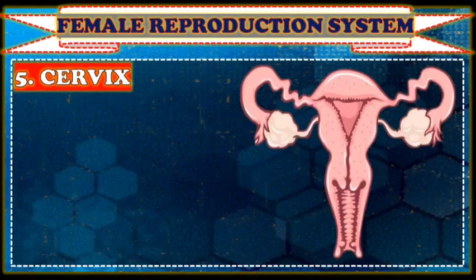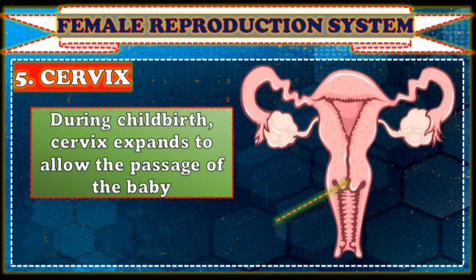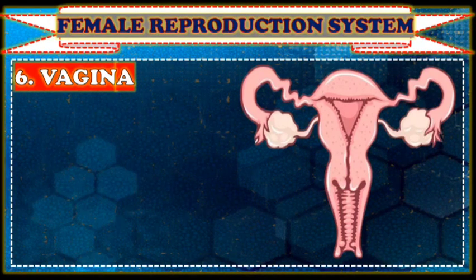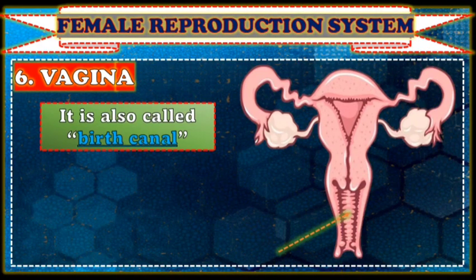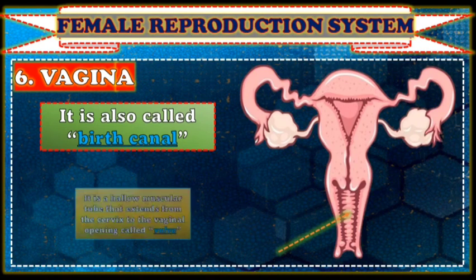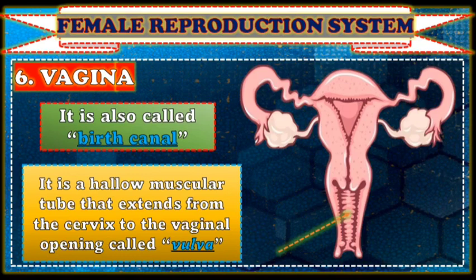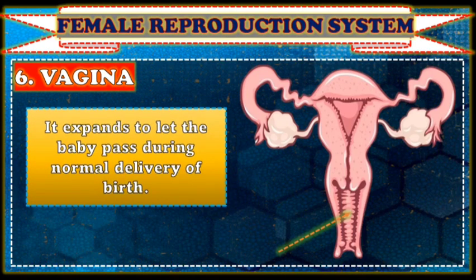So next one, we have what you call the cervix. That is the cervix. During childbirth, the cervix expands to allow the passage of the baby. Next, we have the vagina. And that is the vagina. It is also called the birth canal. It is a hollow muscular tube that extends from the cervix to the vaginal opening called the vulva. So it expands to let the baby pass during the normal delivery of birth.